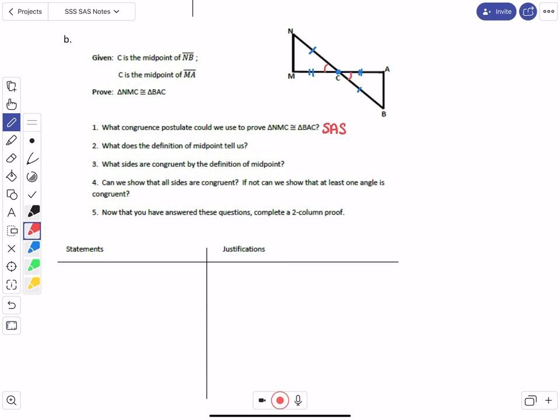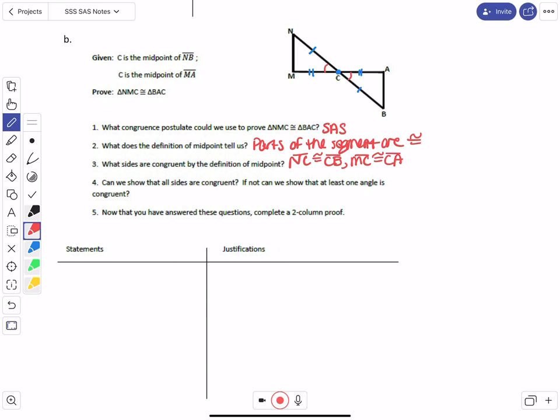And so it says, what does the definition of midpoint tell us? It tells us that parts of the segment are congruent. And what sides are congruent by the definition of midpoint? Well, that told us that NC was congruent to CB, and it also told us that MC was congruent to CA. And can we show that all sides are congruent? And if not, can we show that at least one angle is congruent?